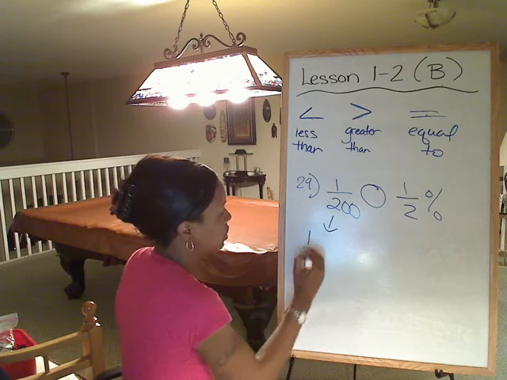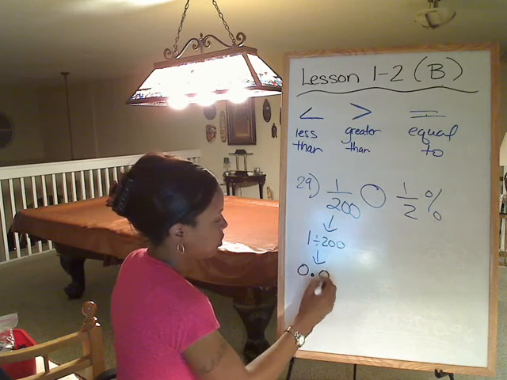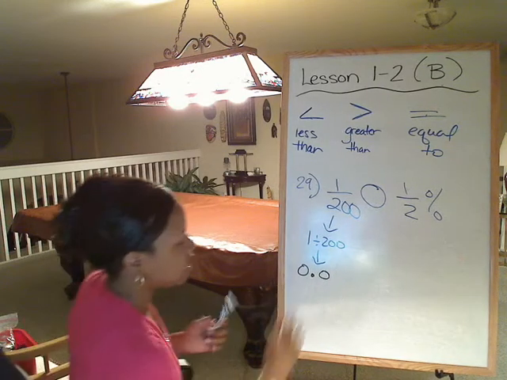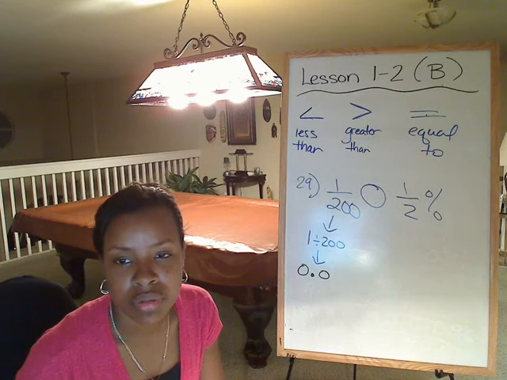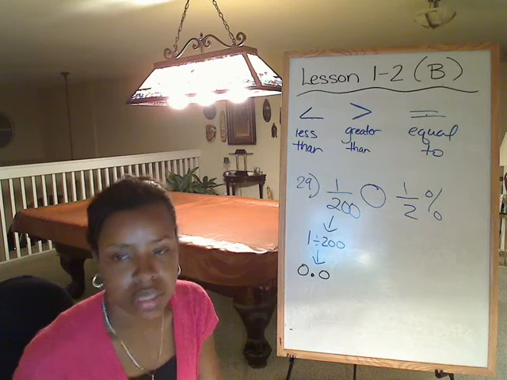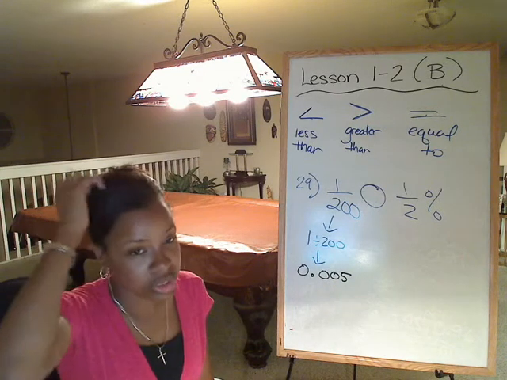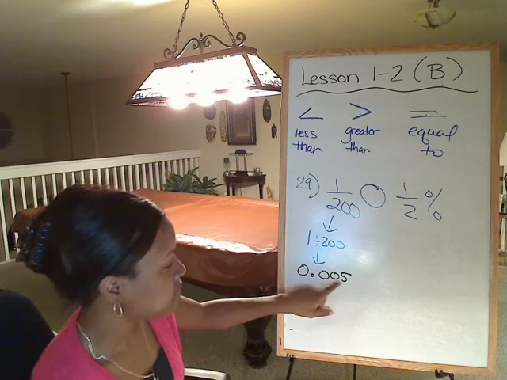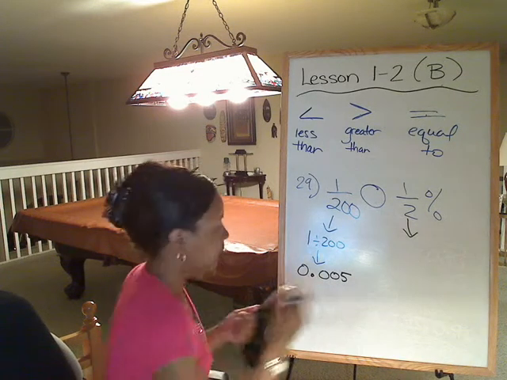So 1 divided by 200 gives you 0.01. I'm sorry, actually, I jumped the gun. Let's see, 1 divided by 100 gives you 0.01. So 1 divided by 200 gives you 0.005. And make sure you keep track of how many zeros you're writing. You can mess yourself up like that. 0.005.